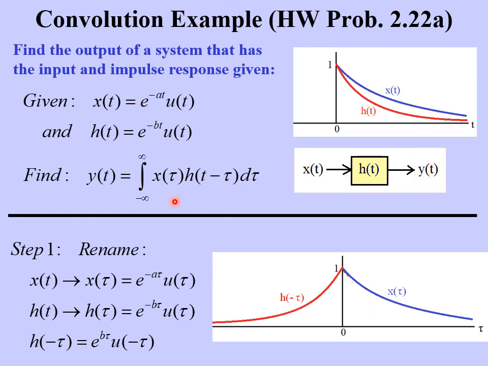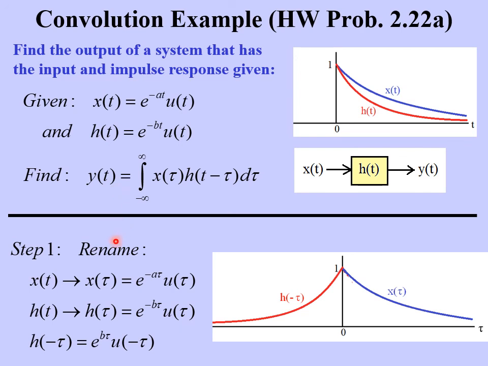Well, of course, the output is equal to the convolution integral of x and h, where x and h are given here. But it's not as simple as just multiplying these together and integrating, because remember, this integral has a special interpretation: this impulse response has been not only flipped or time reversed, but also shifted by an amount t. So we have to do a little bit of work in order to get our answer, y of t. Let's get started.